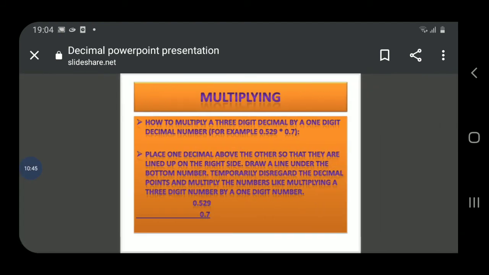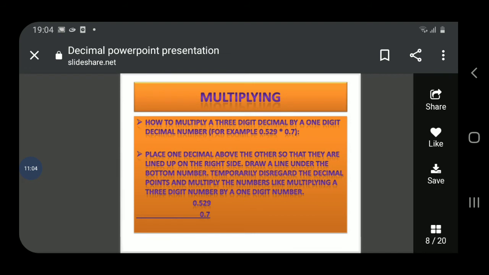Now multiplying is the same. Now if you have understood the things, how do we multiply a 3-digit decimal by a 1-digit decimal? For example, we take 0.529 multiplied by 0.7. So it's very easy.